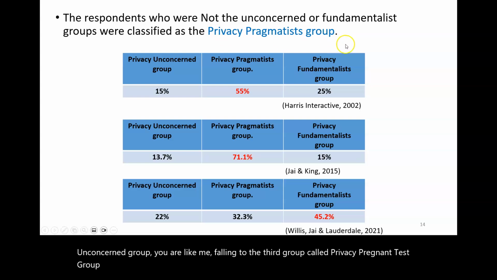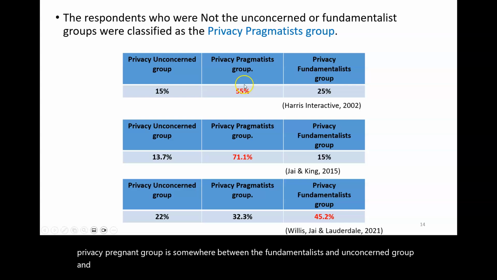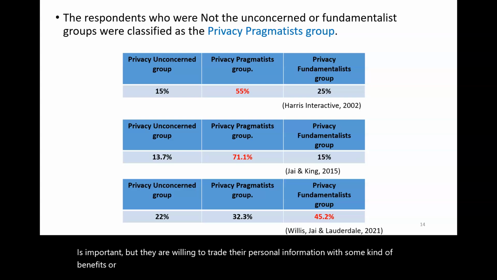So the privacy pragmatist group is somewhere between the fundamentalist and unconcerned groups. This group of consumers thinks privacy is important, but they are willing to trade their personal information for some kind of benefit, credits, or discount.